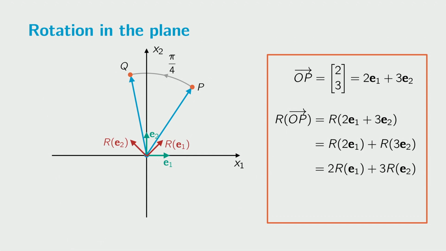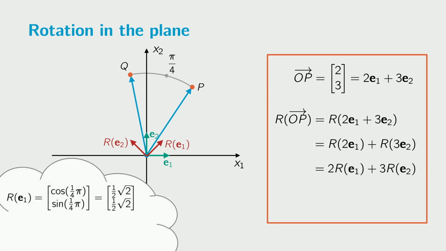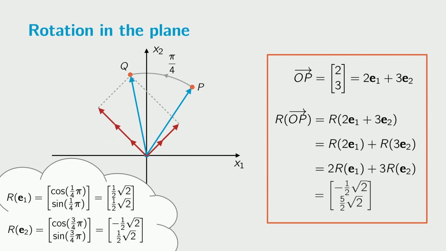Using the unit circle, it's relatively easy to find out. The rotated E1 has components cosine pi/4 and sine pi/4, both of which can be calculated explicitly, and the rotated E2 has components cosine 3pi/4 and sine 3pi/4, which also can be calculated. So, to find the rotation of vector OP, we simply take 2 times the first plus 3 times the second. Hence, we find that the coordinates of Q are -1/2 √2 and 5/2 √2.